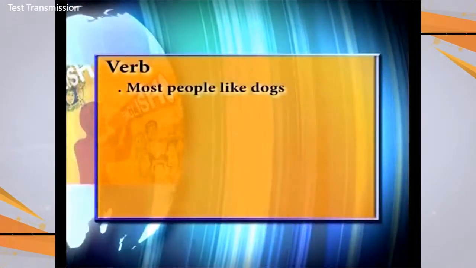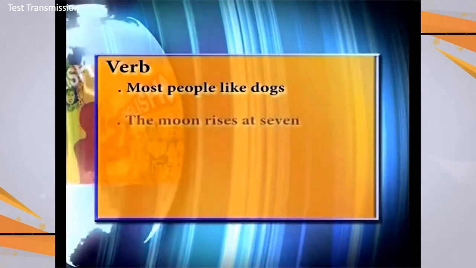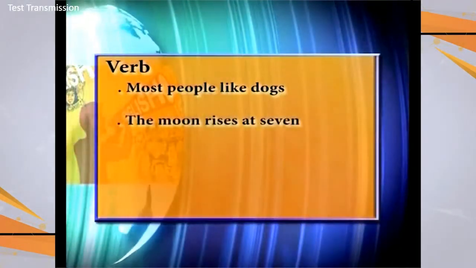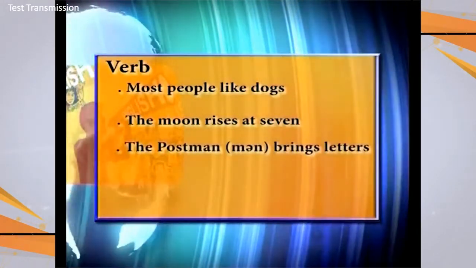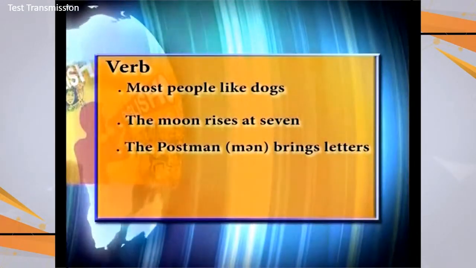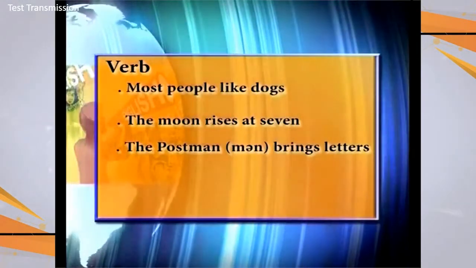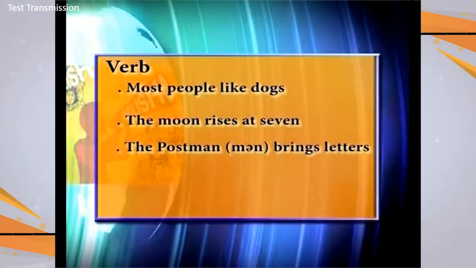Look at the comparison. I went to Lahore. They are going to college. They are going to the mosque, but they are going home, not to home. Second sentence, most people like dogs. In this sentence, like is a verb. The moon rises at 7. Here, rises is a verb. The postman brings letters. Here, brings is a verb.